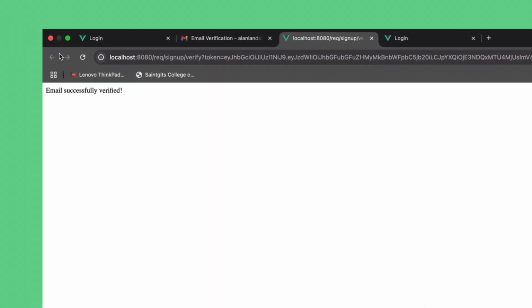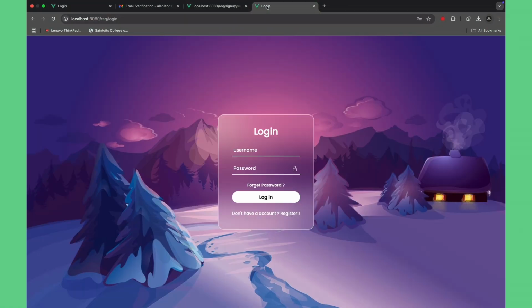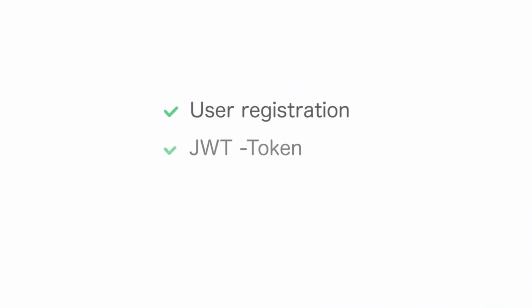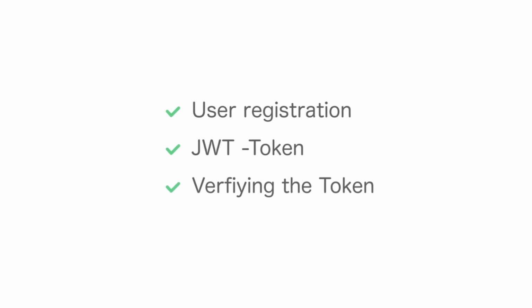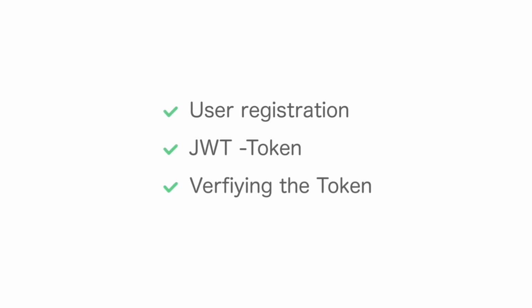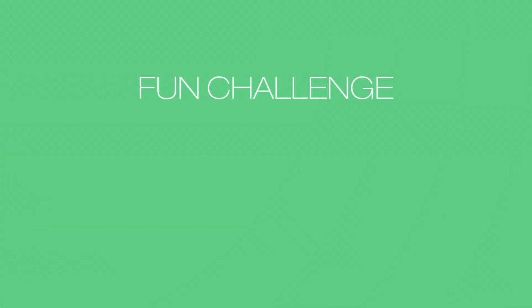That means our token was validated correctly, matched the one stored in the database, and our user is now marked as verified. Perfect. So now, everything from user registration, sending a JWT-based verification token, and verifying that token via email is working end-to-end. Feels great to see it all coming together, doesn't it?